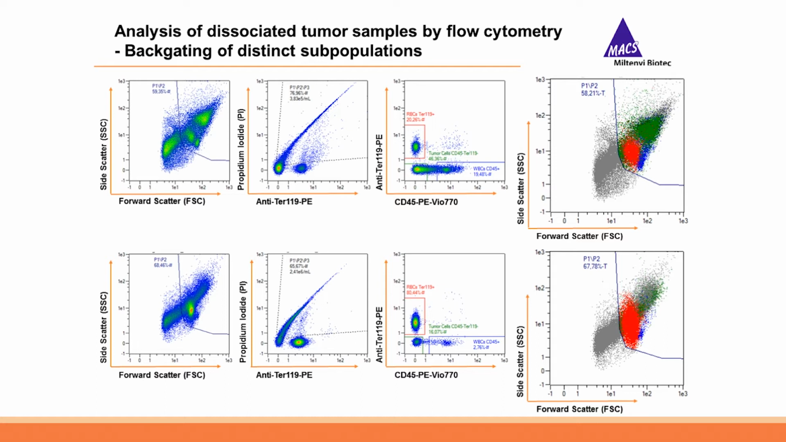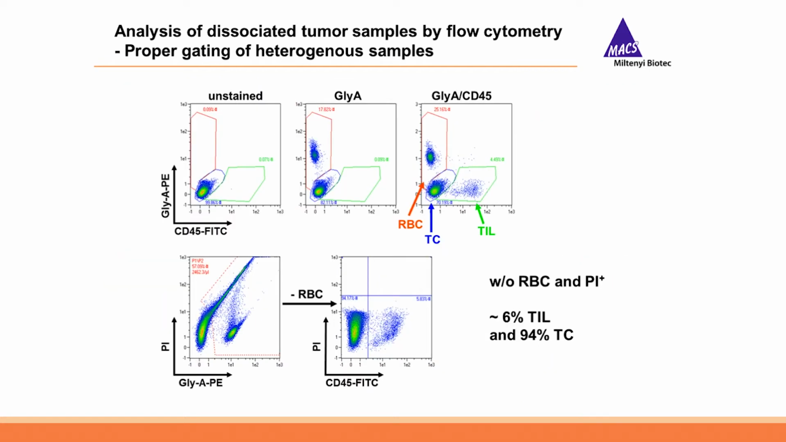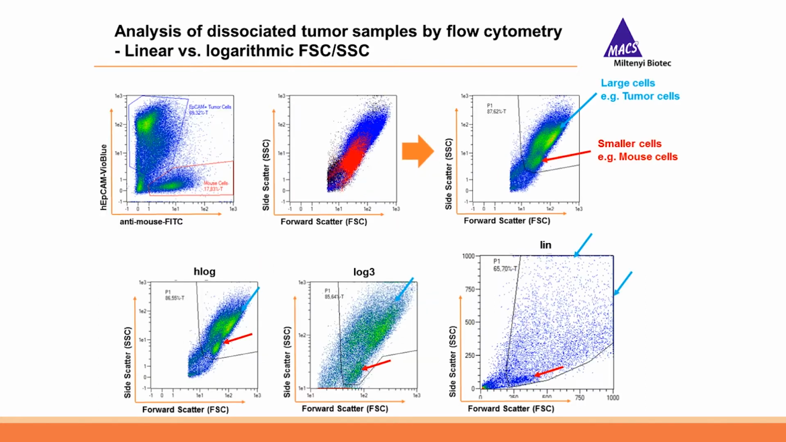We just gate out debris, and then we gate out red blood cells by cell surface markers. As you can see here, in the human system, that would be glycophorin A. In the mouse system, it would be TER119. And then, as you see here in the lower left panel, you can also combine this with propidium iodide for cell viability, gate the dead cells and the red blood cells out, and then you can get an accurate counting of your nucleated cells and nucleated cell subpopulations.